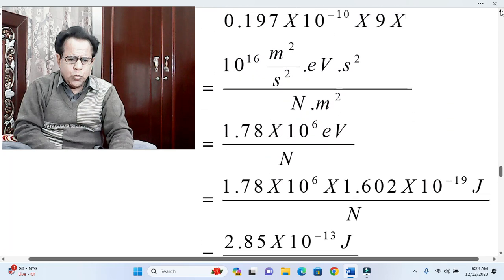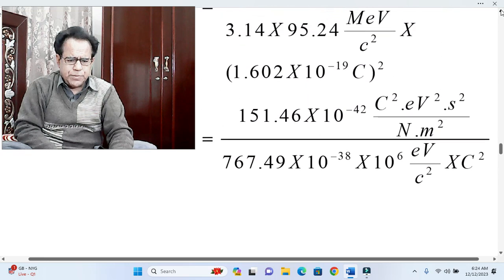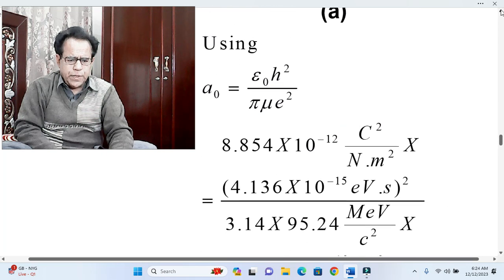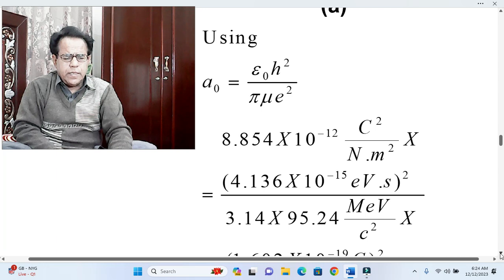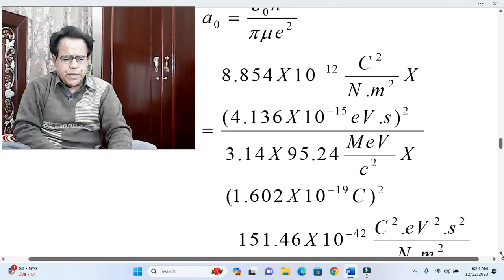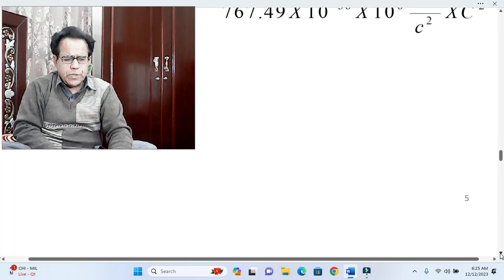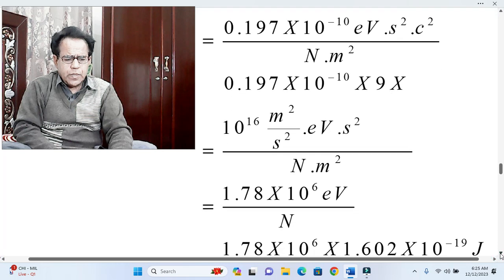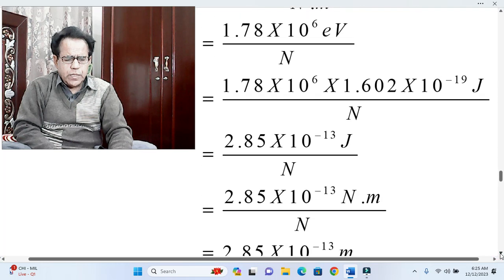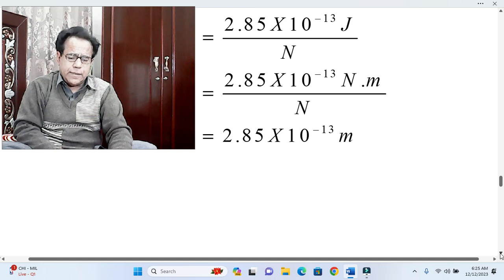Okay, we go back. We just show the simplification steps once again without explaining them. So dear students, this is the Bohr radius a naught. The value of a naught after putting all these values in this expression becomes equal to 2.85 into 10 raised to the power minus 13 meter.